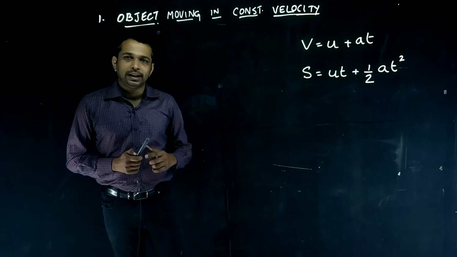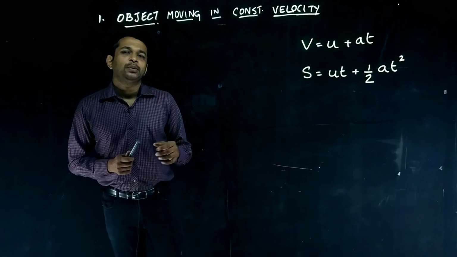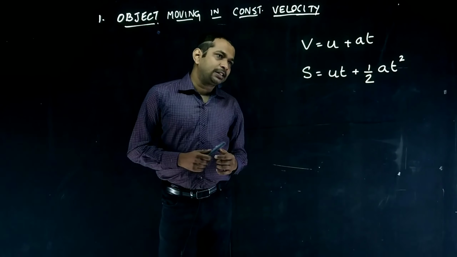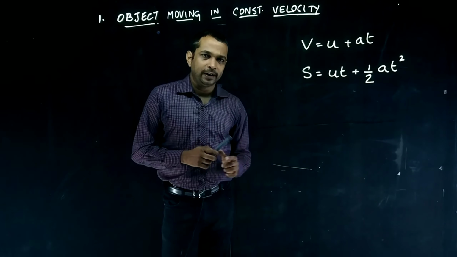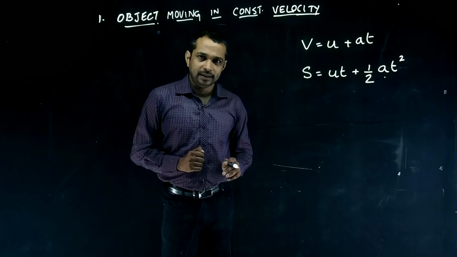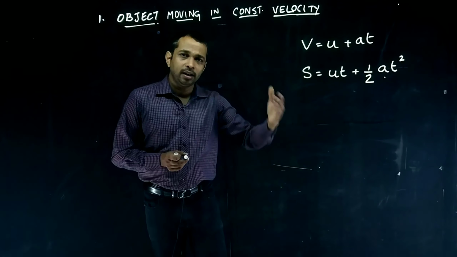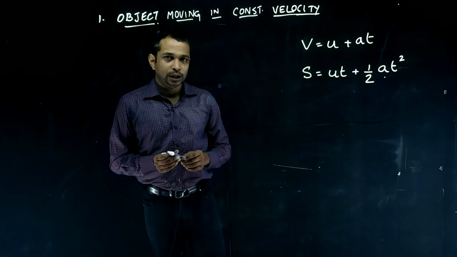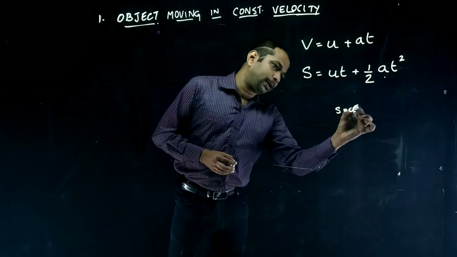The object is moving at a constant velocity. Let's see how the distance time graph and the velocity time graph will look. Okay, let's take the distance first. See, the object is moving at constant velocity, which means acceleration is 0, right? So here s is equal to ut. This half at square will get cancelled and distance is equal to velocity into time. So s is equal to ut.